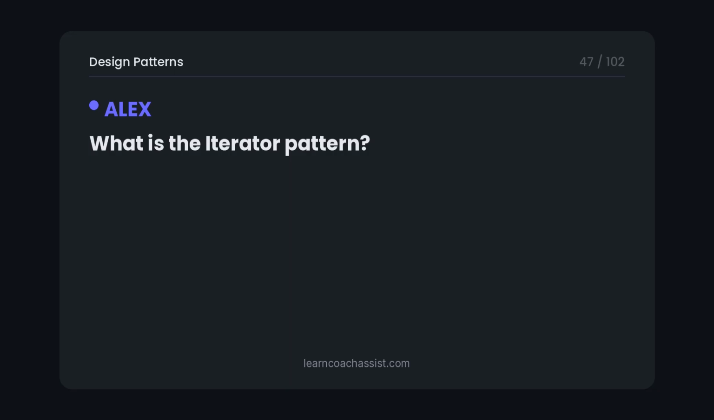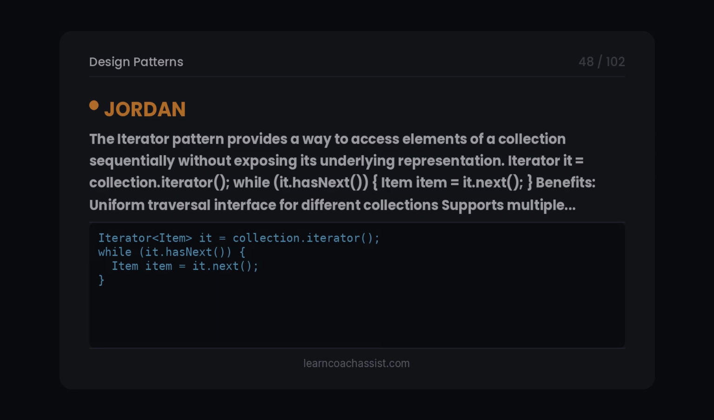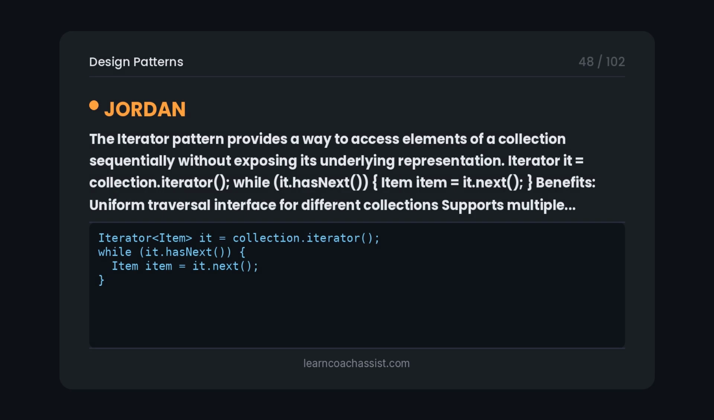What is the iterator pattern? The iterator pattern provides a way to access elements of a collection sequentially without exposing its underlying representation. Iterator it = collection.iterator; while it.hasNext, item = it.next. Benefits: uniform traversal interface for different collections, supports multiple simultaneous traversals, hides internal data structure complexity.